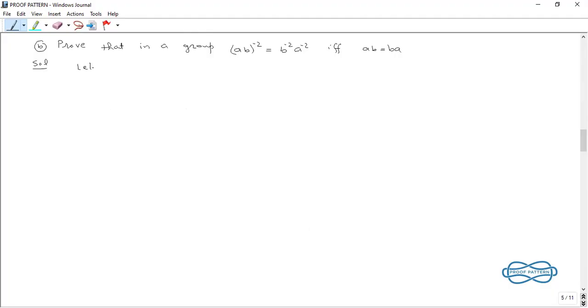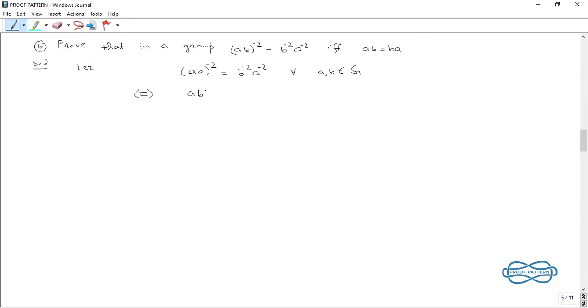consider, or let, (AB) to the power minus 2 is equal to B to the power minus 2, A to the power minus 2 for all A, B belongs to G. G is the group. And this will also go if and only if.